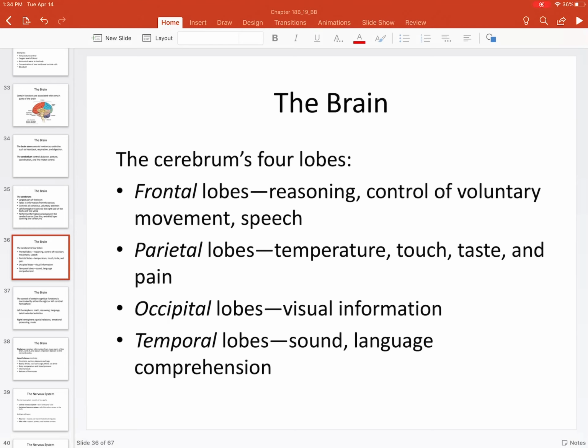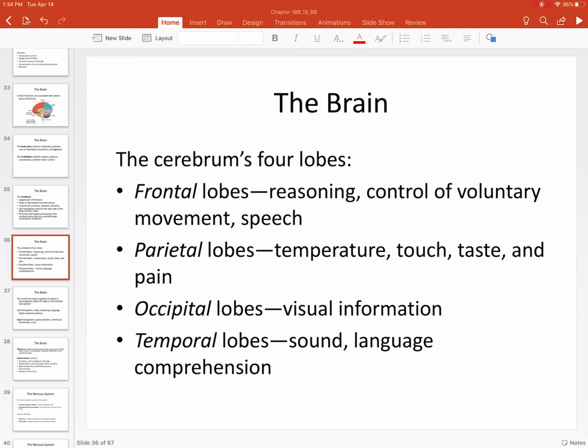The parietal lobe, which is the side, is where temperature, touch, taste, and pain come from. So it has a lot to do with your senses, your physical senses. The occipital lobe at the back takes in your visual information. So damage to the back of the brain might result in damage to your ability to either see or interpret visual information.